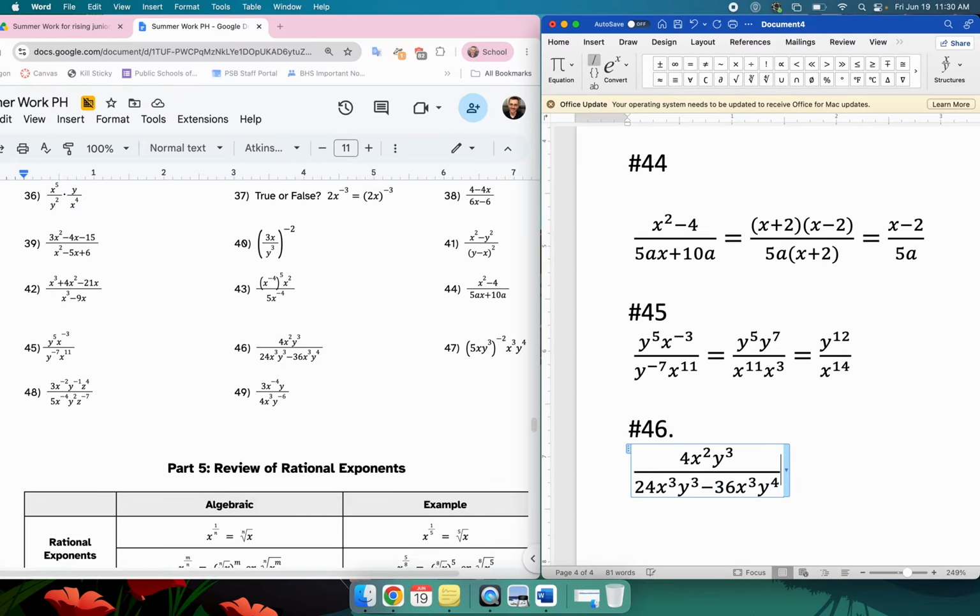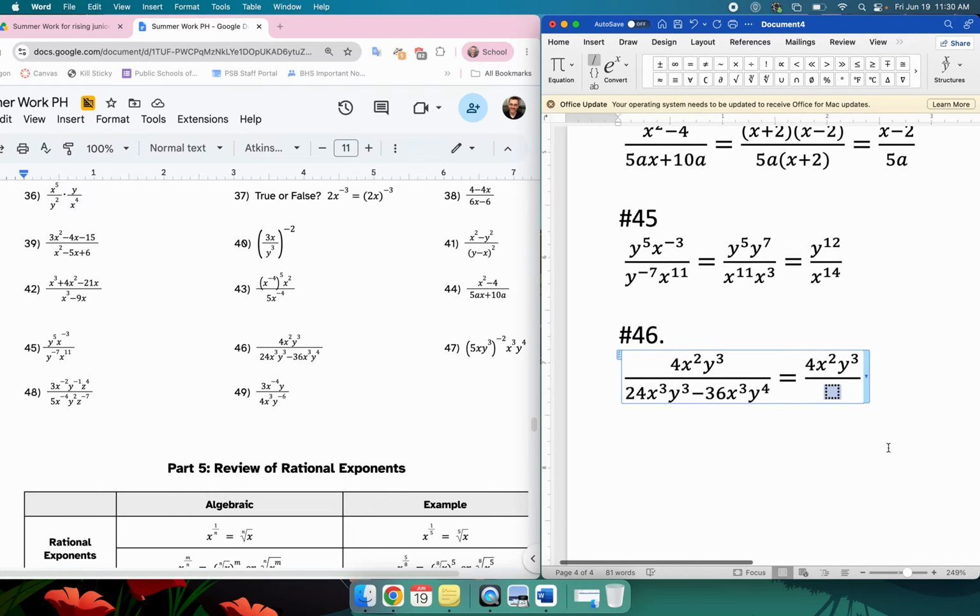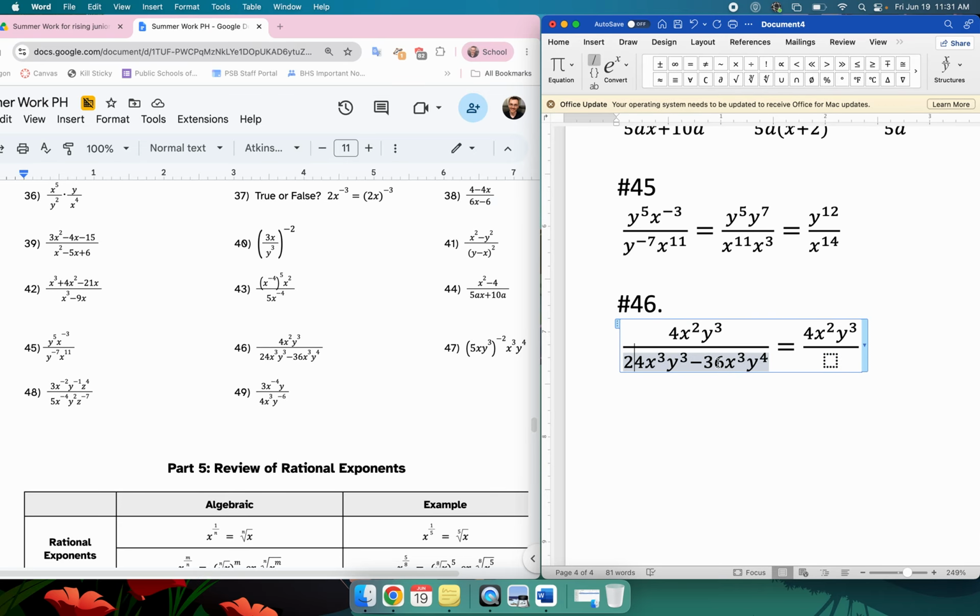Number 46, we have 4x squared y cubed over 24x cubed y cubed minus 36x cubed y to the 4th. So again, I'm looking for common factors. There's nothing to do in the numerator because there's only one term to begin with, but I think there's a common factor I can remove in the denominator. Looking at the coefficients, I can definitely pull out a 12. Looking at the variables, I can pull out x cubed from both terms. I can pull out some y's as well, but the most I can pull out from both terms is y cubed, right? Because this one only has y cubed to give.